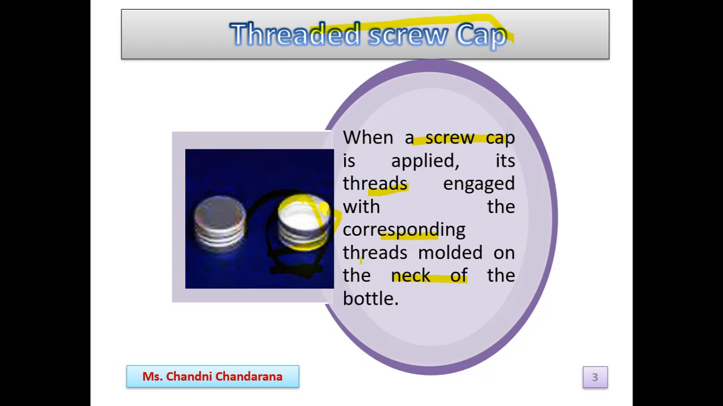A liner in the cap is pressed against the opening of the container and seals the product in the container, and it provides resistance to chemical and physical reaction with the product. The screw cap is made up of metal or plastic. The metal is usually tin plate or aluminum, and the plastic is a thermoplastic or thermosetting material. So this type of closure is known as the threaded screw cap.